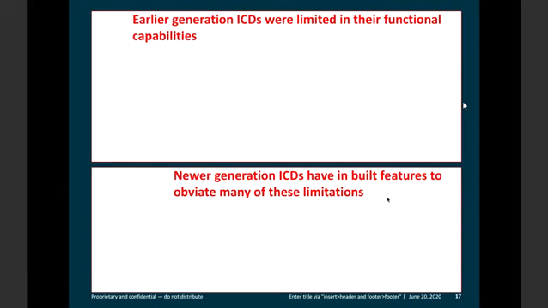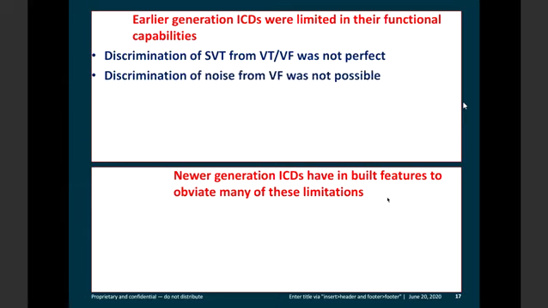Earlier generation ICDs were limited in their functional capabilities. Discrimination of SVT from VT or VF was not that perfect. Discrimination of noise from ventricular fibrillation was either not possible, or even if it was possible, it was not sufficient enough. Oversensing of T waves was a definite issue. A lot of these patients with the previous generation ICDs 20 years back will have inappropriate shocks due to T wave oversensing, double counting of a QRS complex.